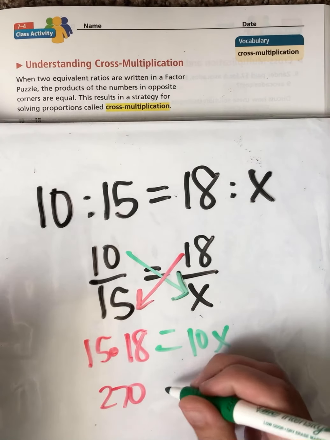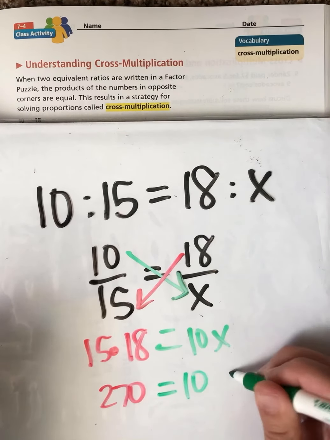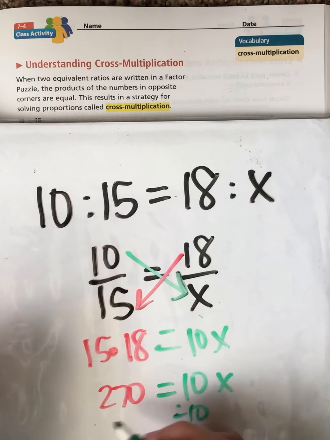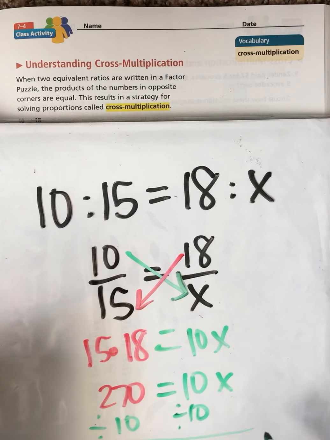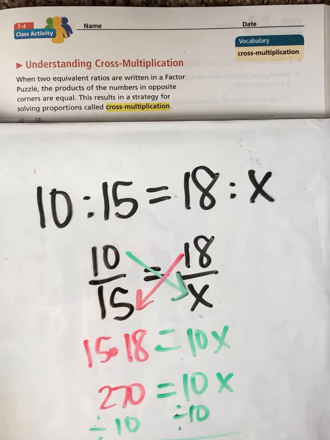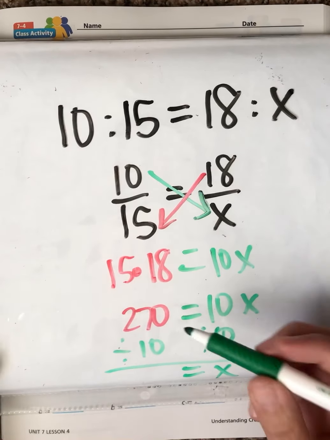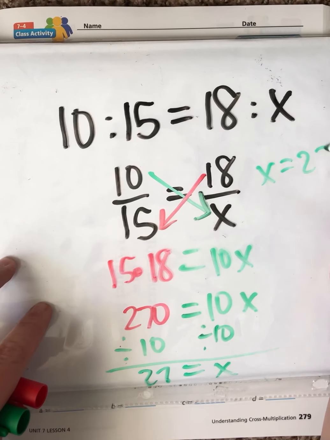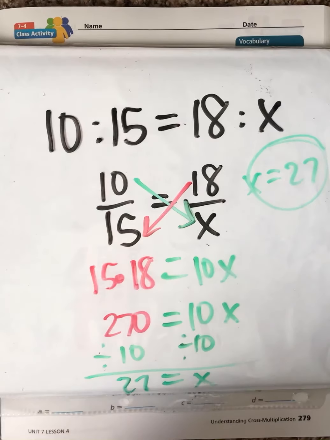And we know that if we want to divide by 10, we can get our answer. On both sides, x would be all alone, and then 270 divided by 10 is 27. So x equals 27 would be our final answer.